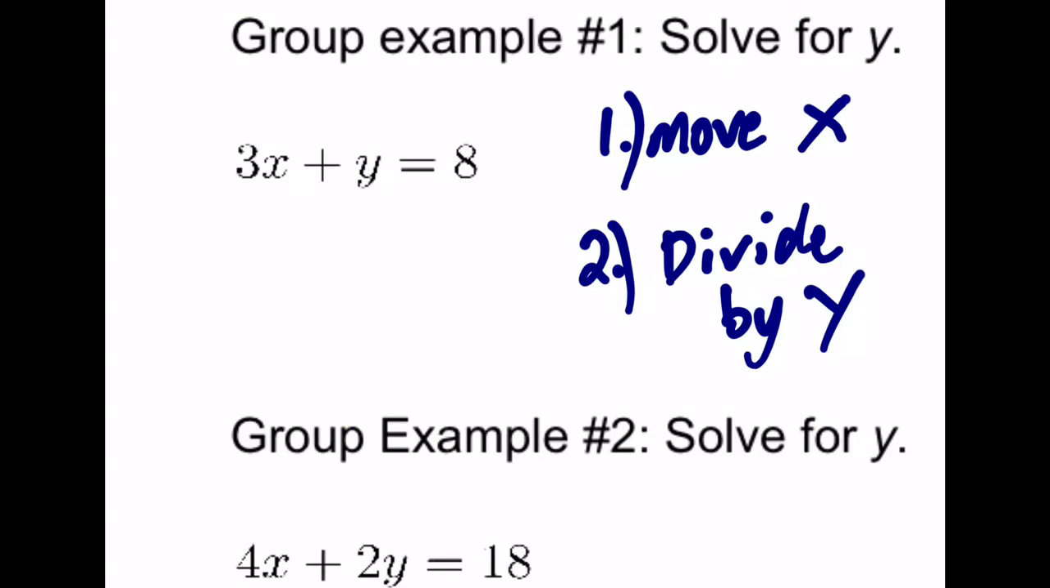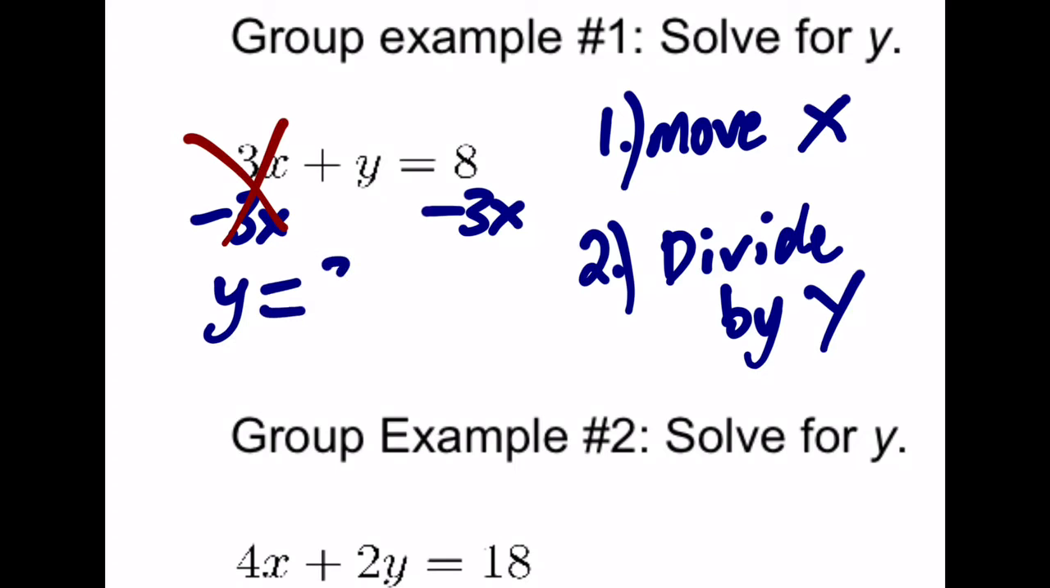The first thing we did this week was start with an equation in standard form. Notice something x plus something y is equal to a number. And there were 2 steps. We moved the x, and we divided by our y. So for this problem, I subtract 3x from both sides, which allows me to cancel out my x term on the left. And if I carry everything down, I get y is equal to 8 minus 3x.